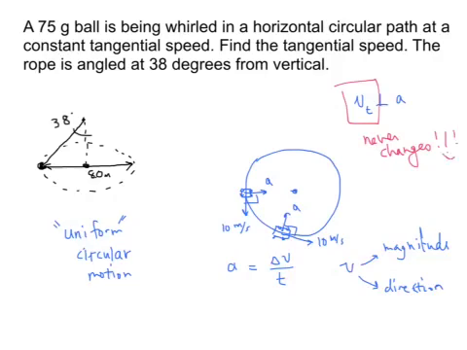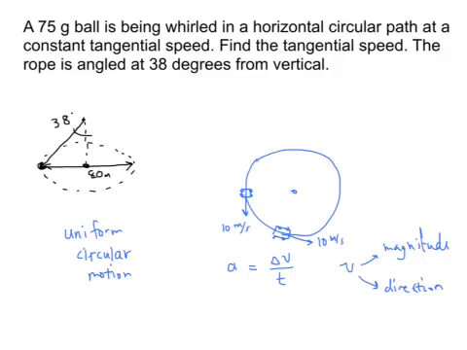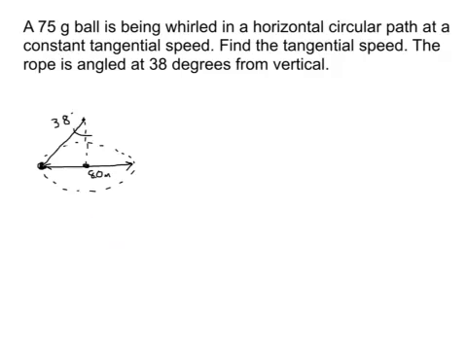There's one other thing we need to remember. The centripetal, the inward pointing acceleration, is equal to v squared, the velocity squared, over the radius of the circular path. Okay, that's how we find the acceleration.